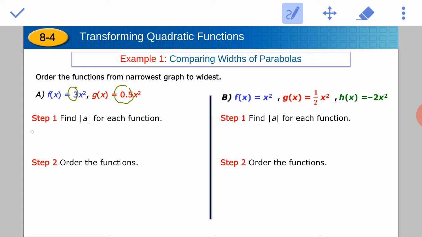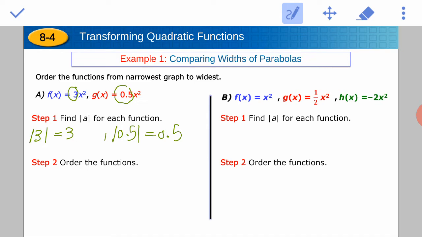Guys, if you take the absolute value of the coefficient of x squared in the first function, the absolute value of 3 is equal to 3. And the absolute value of a in the second function is 0.5. Why do we take the absolute value? Because we don't care about the sign. The sign doesn't affect the width of the parabola, but the absolute value of the number determines the width of the parabola.